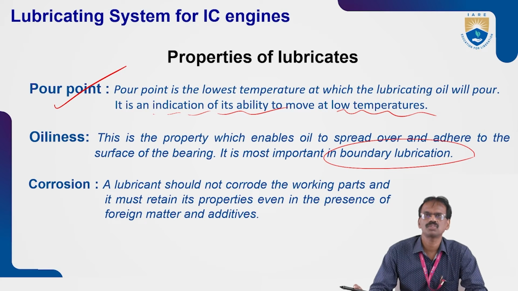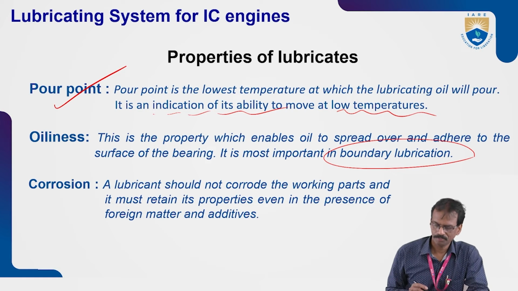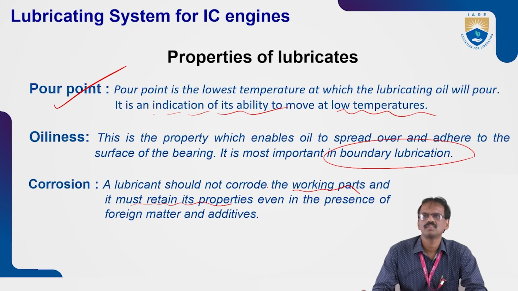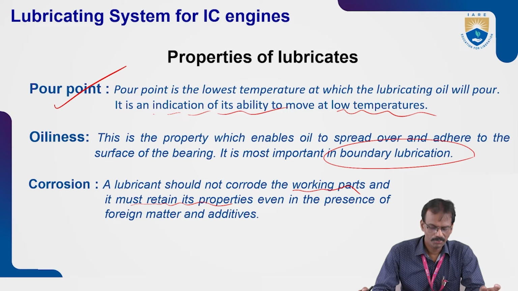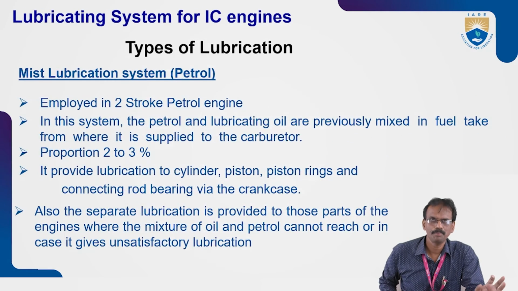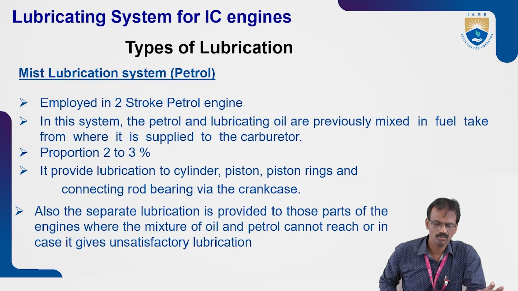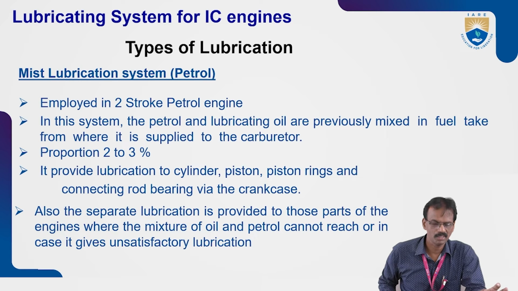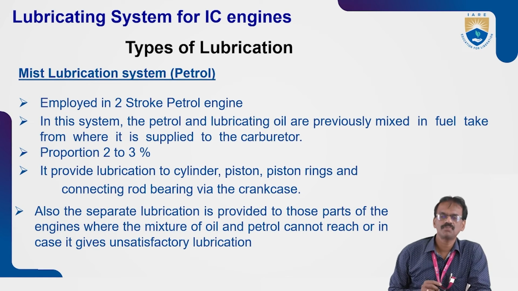Next one, corrosion. A lubricant should not corrode the working parts, and it must retain its properties even in the presence of foreign matter or any additive salts. It should effectively reduce the corrosion effect. So this one is also very important. These are the main properties of the lubricating oil. Based upon these properties, lubricating oils will be selected. Now we'll see the types of lubrication.